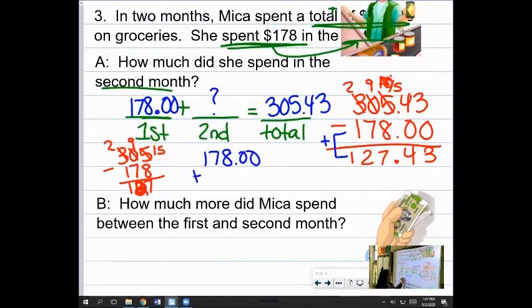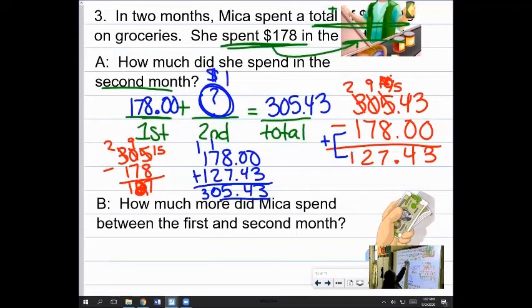$178 plus the answer that I got, which is what I would put right here. Let's double check. Doesn't take very long if you know your addition facts. $305.43. So I did it right. So what's the answer to the question now? It says, how much did she spend in the second month? She spent $127.43. That is the answer there.